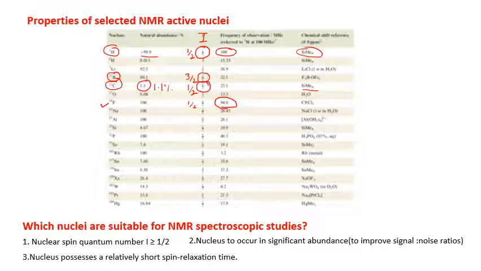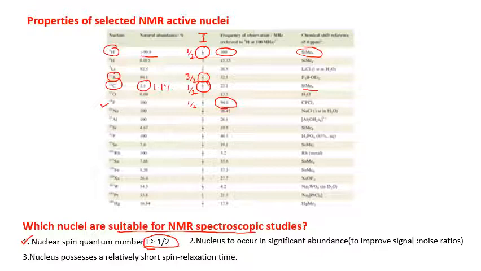Now, which nuclei are suitable for NMR studies? There are different criteria for NMR spectroscopic studies. As I have already said, a wide range of nuclei may be recorded by NMR spectroscopy. But the inherent property of some nuclei, for example a large quadrupole moment, makes their observation difficult. The first point is that the nuclear spin quantum number, the I value, should be greater than or equal to 1/2. If the nucleus has a nuclear spin quantum number equal to or greater than 1/2, that kind of nucleus is active and you can study it in NMR spectroscopy. For example, if the nuclear spin I is equal to 0, that nucleus is NMR inactive.